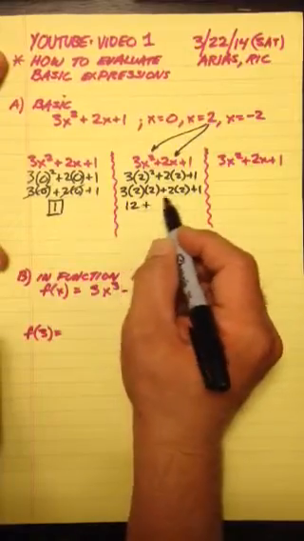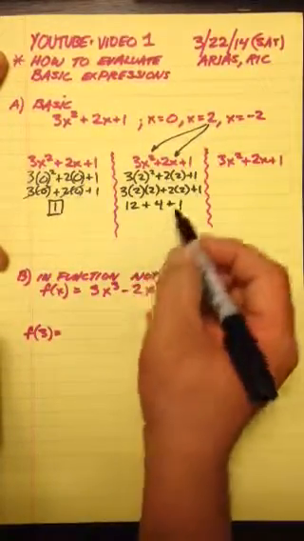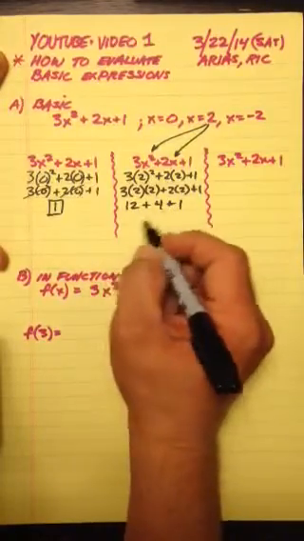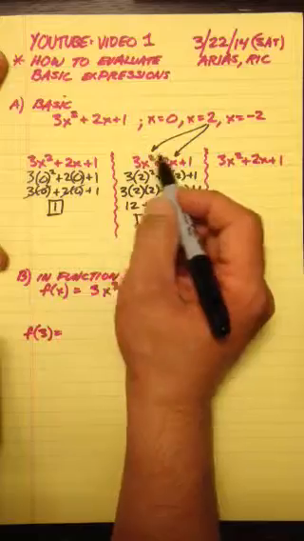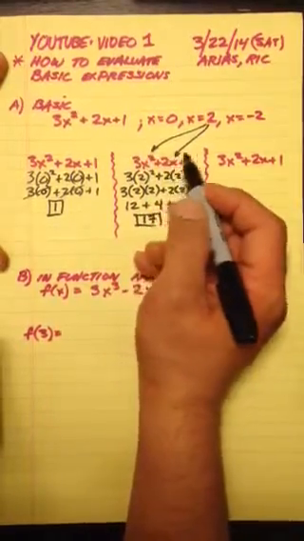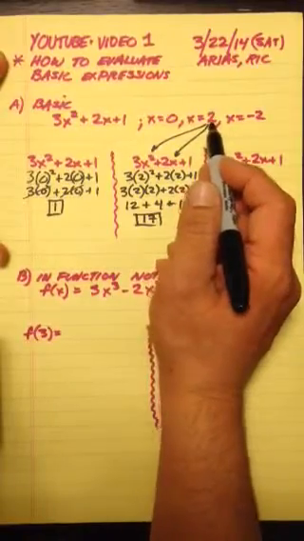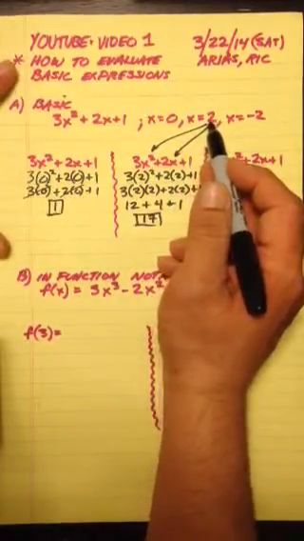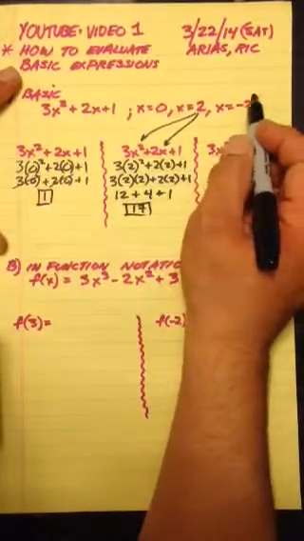And plus this right here, this is a 4, plus that 1 right here is a 1. And I can put these numbers together. 16 plus 1 is 17. So this function, or this basic expression, has a value of 17 when you evaluate it with an x value of 2. And the last one we're going to do in this basic form is a negative 2.